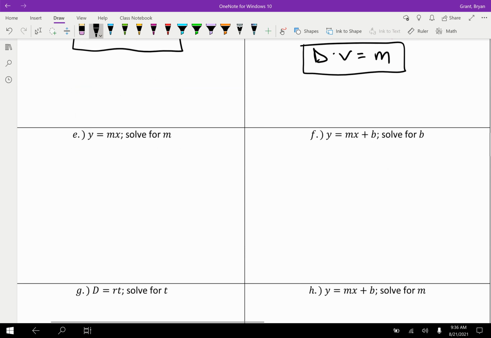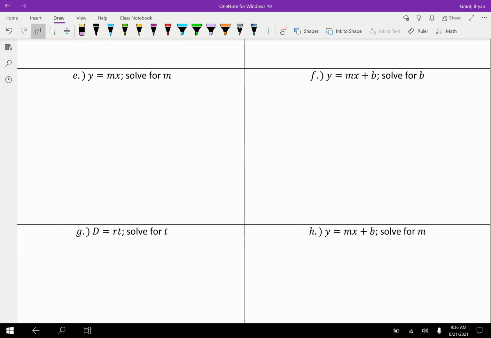All right, part E is a party. Y equals mx. Solve for m. I am going to put that invisible multiplication in here so we can see what's attached to m and how. X is attached by multiplication. So let's undo multiplication by division. And that leaves us with y divided by x equals m.